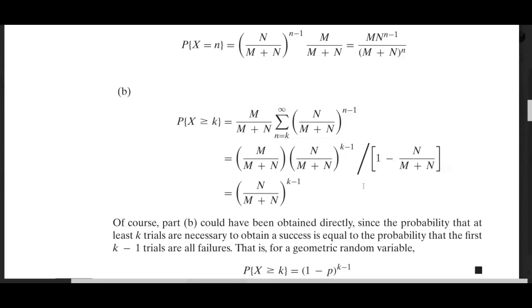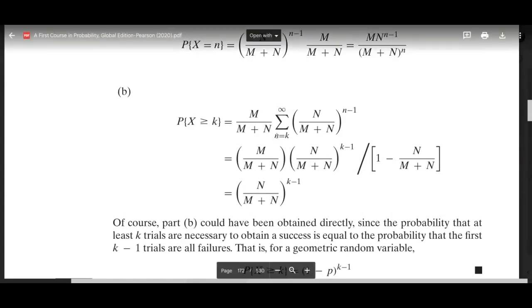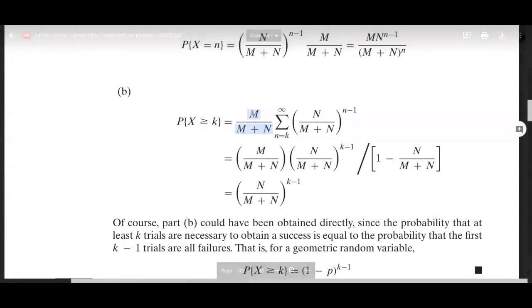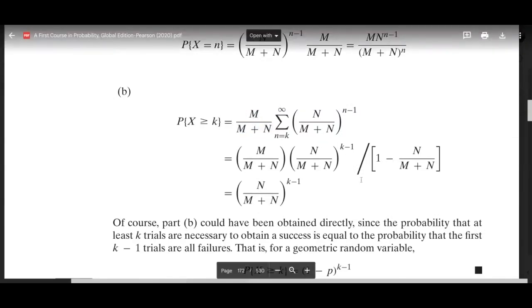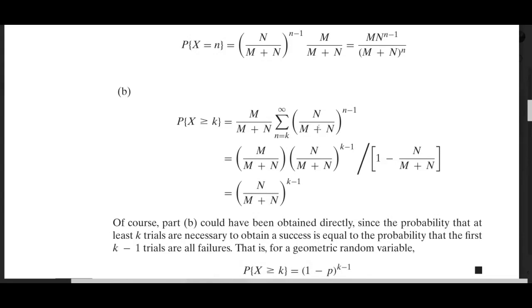So what do we do? So this is k minus 1. Oh, that's okay, right? Because n starts with k. So the first term is still this. And then what's the first term? First term is k minus 1 of this times this, right? That's our first term. Then divided by 1 minus r. This is our ratio in the geometric series.